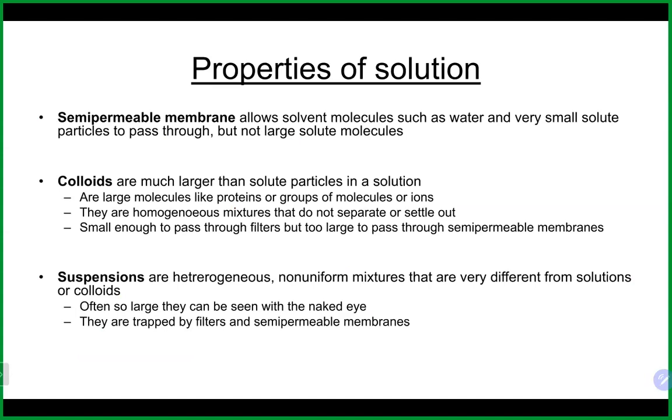Some properties of solutions. The semi-permeable membrane is really a membrane that allows certain size particles to pass through and other size particles not to pass through. Kind of like there's holes, like Swiss cheese. You can't really sometimes see them with your naked eye, but it's big enough to allow certain particles to pass through. And obviously, it will restrict other size particles.